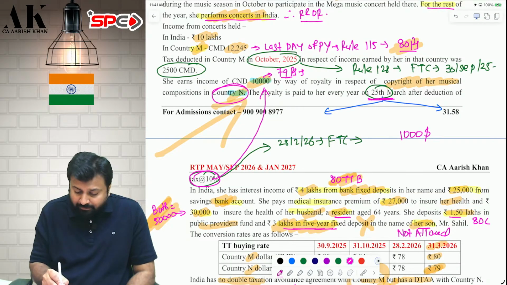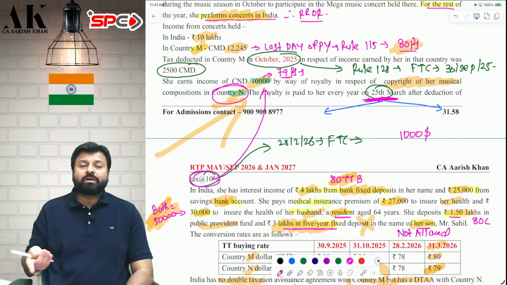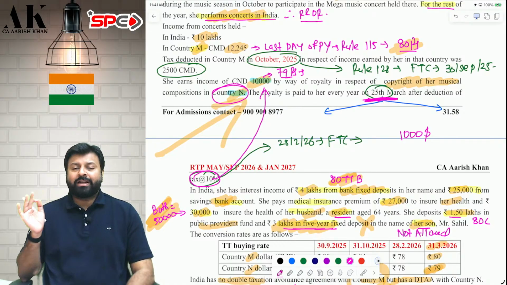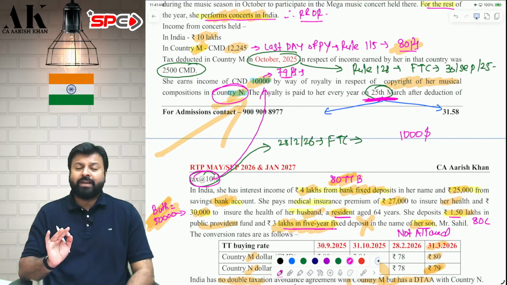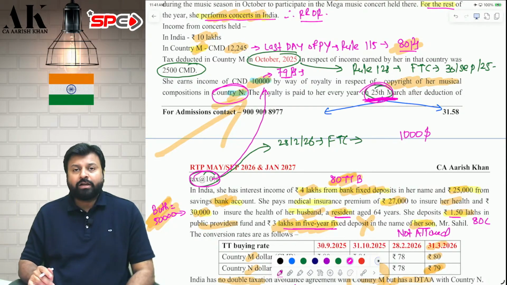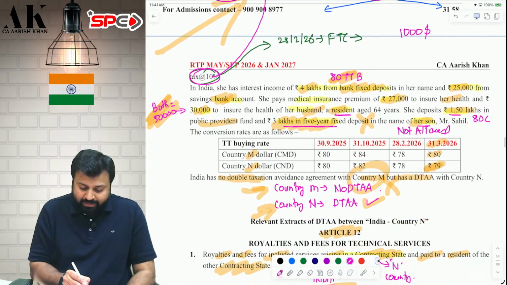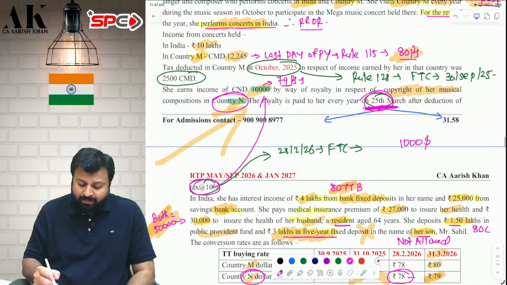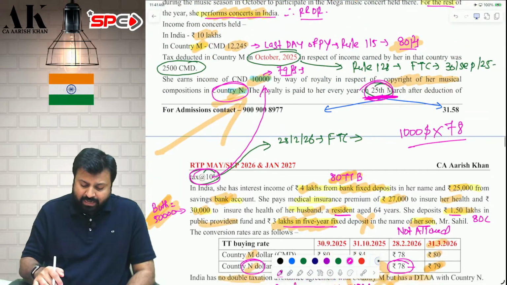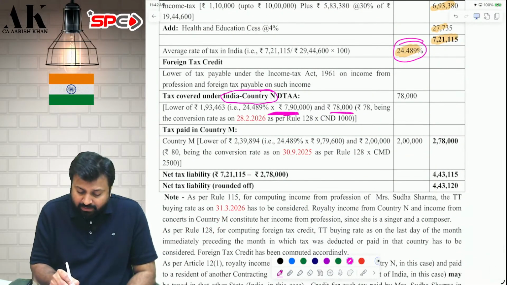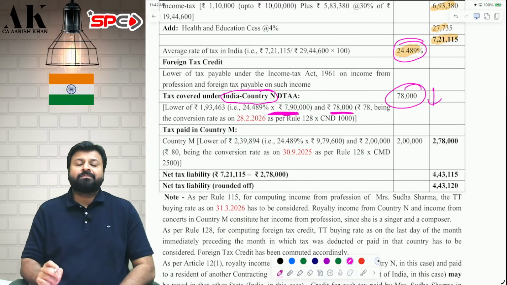Now this $1,000 you have paid on 25th of March. So this you have to convert into rupees as per Rule 128. What does Rule 128 say? Rule 128 says that you have to convert the foreign tax into Indian rupees for the purpose of credit as per TTBR of the last day of the preceding month. So you are paying in March 25, so you have to take 20th Feb TTBR. What is the 20th Feb TTBR in country N? The 20th Feb TTBR in country N is 78 rupees. Therefore, you have to convert this at 78 rupees, and this will be considered as foreign tax, and you will compare your Indian tax with your foreign tax, and whichever is lower will be allowed as deduction.